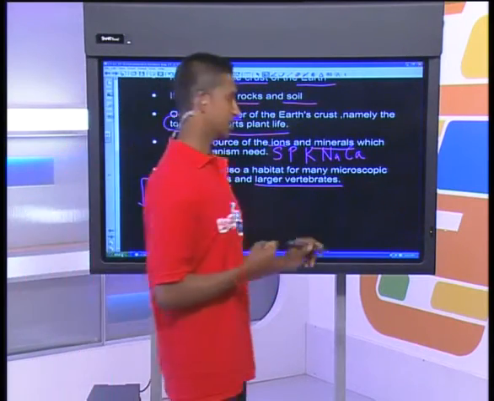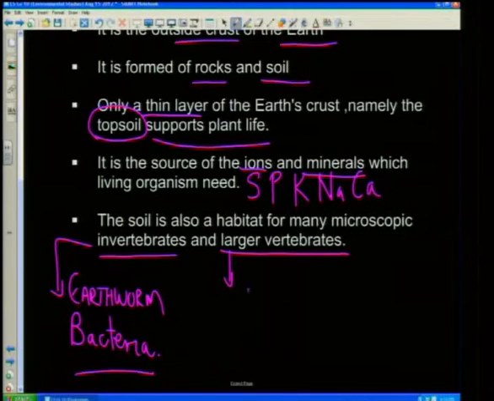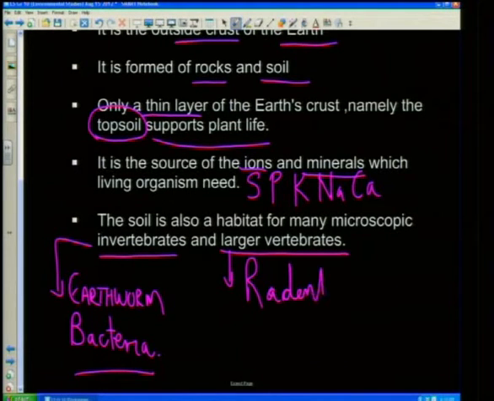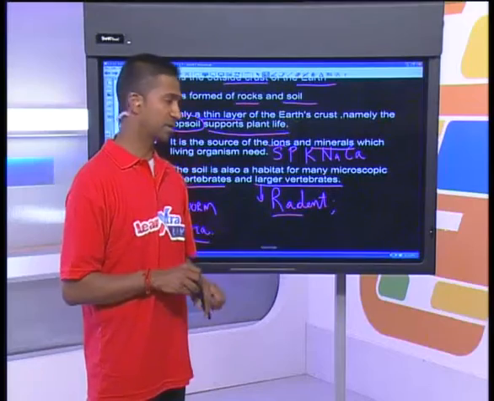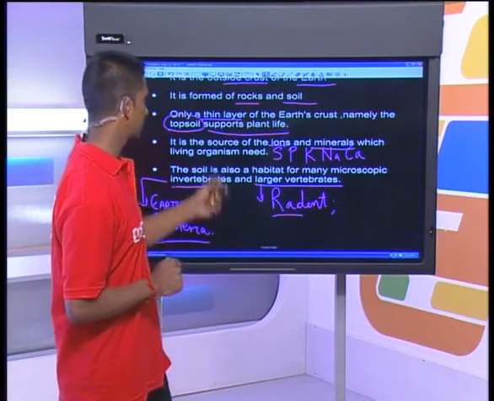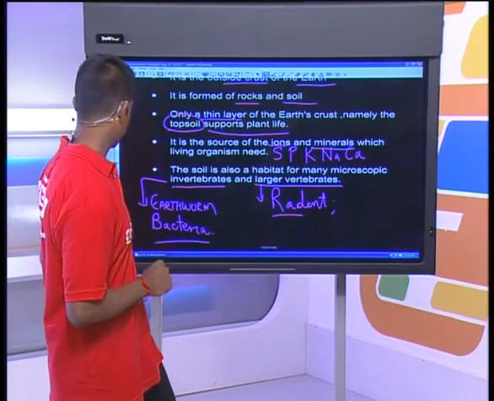Your larger vertebrates could be your rodents, the rats. Many of the other organisms that live in dwellings or in burrows in the ground all depend on the soil for their existence. Okay.